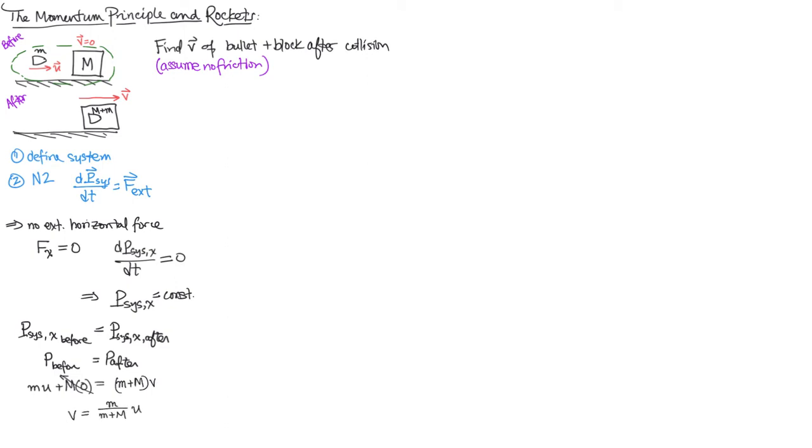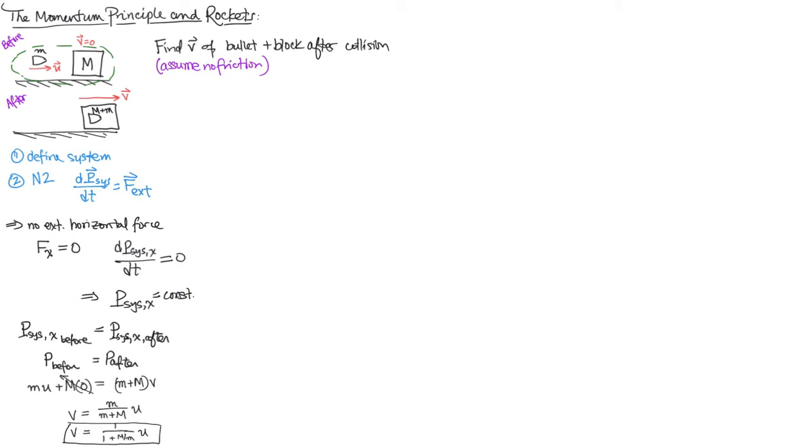The individual masses do not matter in terms of the ratio of v after versus u before. All that really matters is the ratio of the masses, not their absolute values. So we can divide through by little m and get 1 over 1 plus big M over little m. So the ratio of the velocity after to before depends only on the ratio of the two masses.